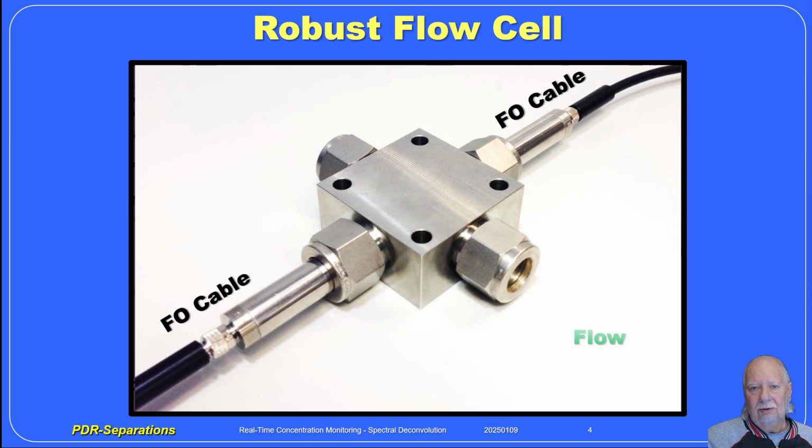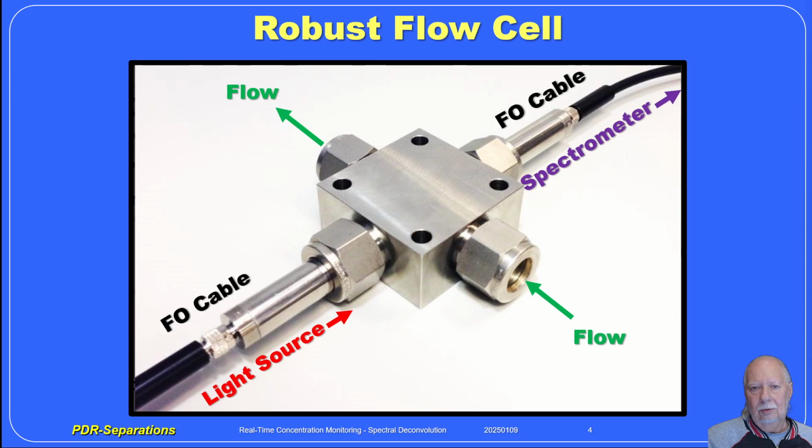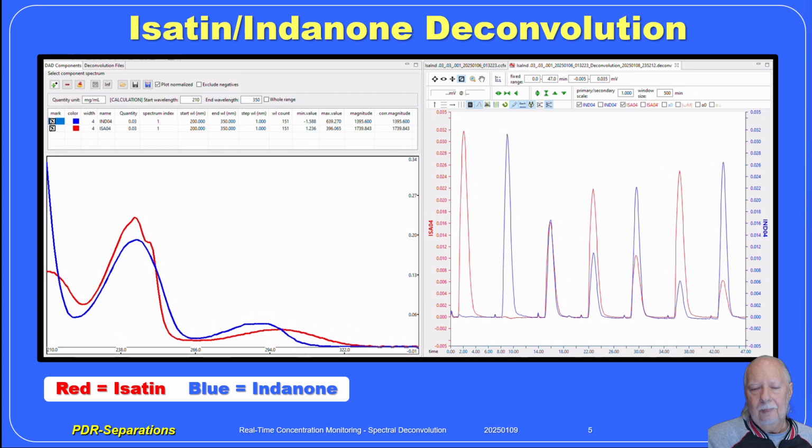A robust flow cell. The flow going through unobstructed. Light source coming in from the lower left in the fiber optic cable, and then in the upper right, the fiber optic cable going to the spectrometer.